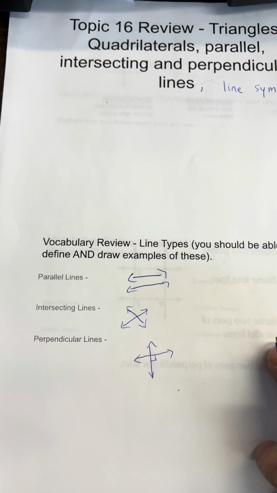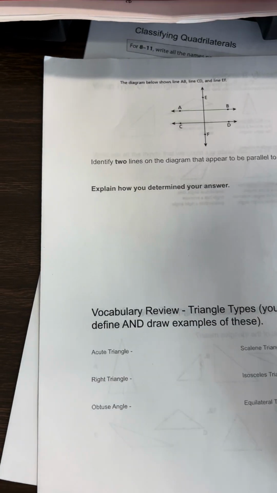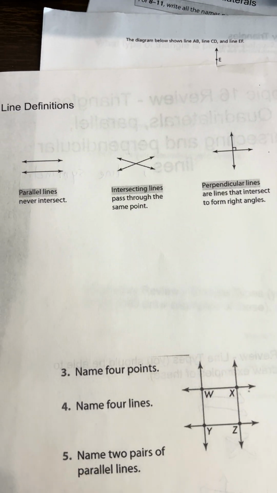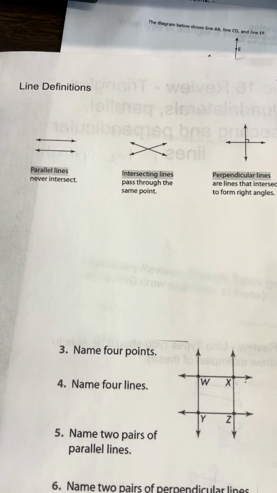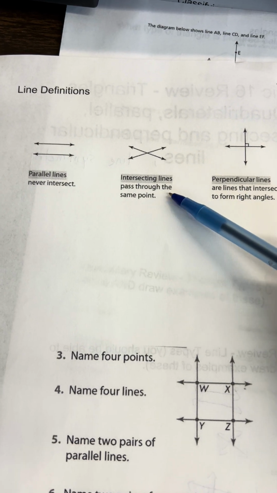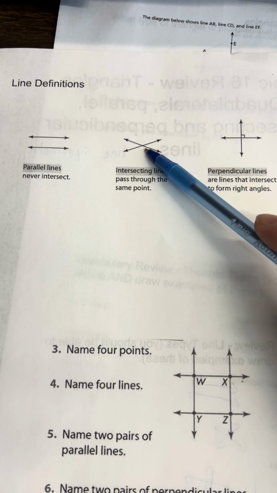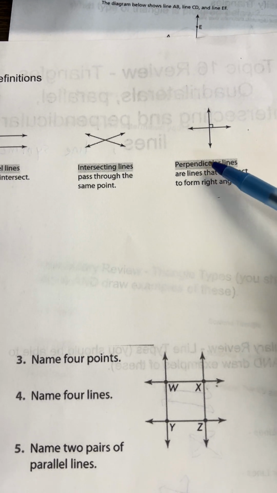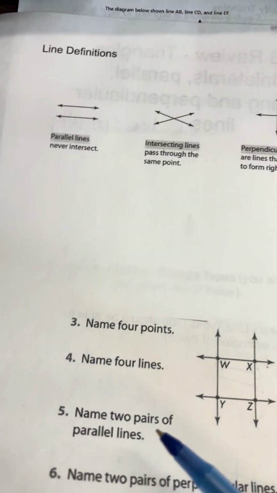Okay, I'm not going to write the definition to those there because we have them here on the other page for you to study. Parallel lines never intersect, intersecting lines pass through the same point, so they intersect at that point, and perpendicular lines are lines that intersect to form right angles.